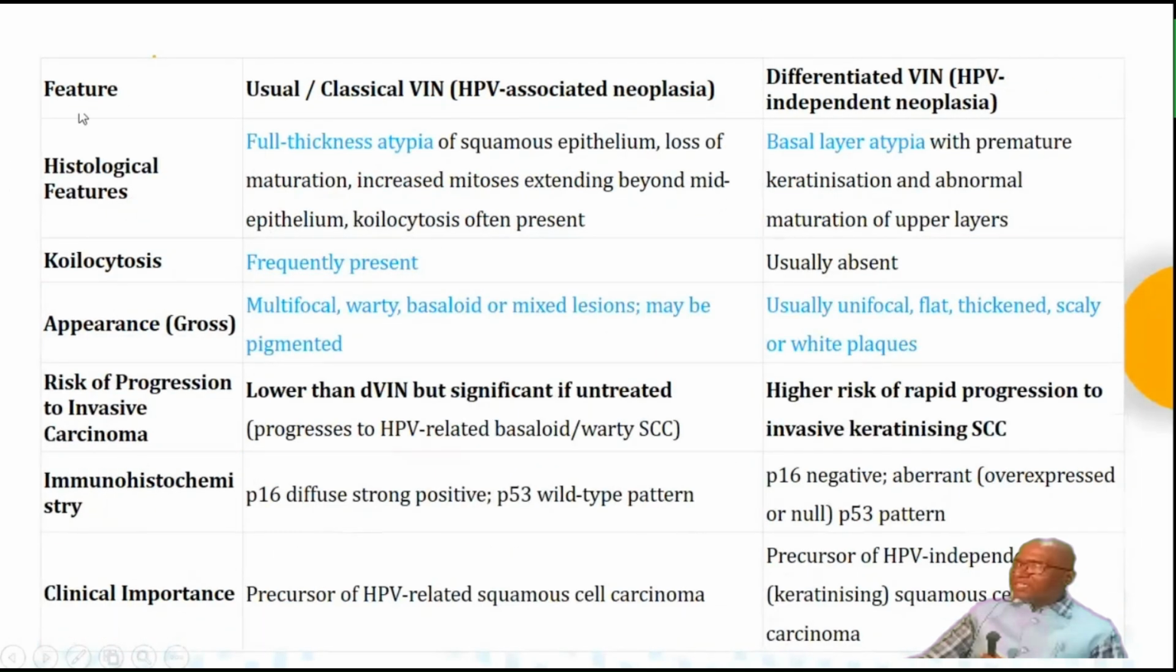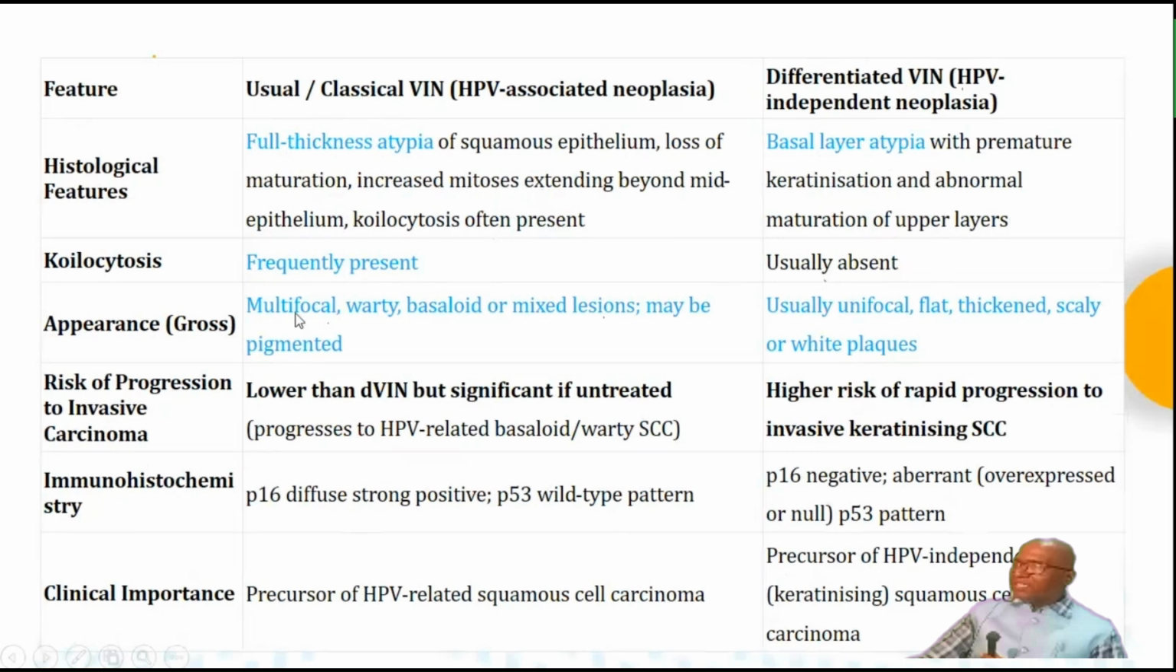Now, histopathologically, how do you differentiate between the classical and the differentiated? Here you get a full thickness involvement. Okay, so a full thickness atypia of squamous epithelium, loss of maturation, increased mitosis extending beyond the mid epithelium, and koilocytosis is often present. While if you see in differentiated, that is the one which develops on lichen sclerosus and lichen planus, you have mainly the basal layer atypia with premature keratinization and abnormal maturation of the upper layers. Here it is a full thickness involvement. Okay, koilocytosis is frequently present. Generally, it is absent here.